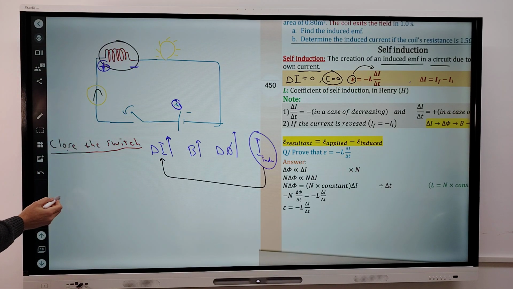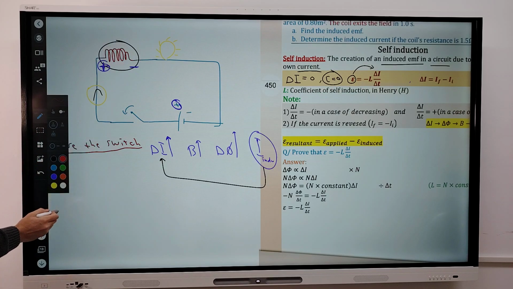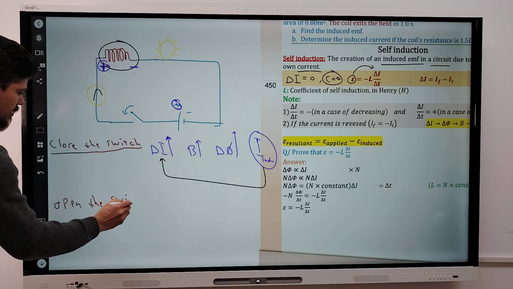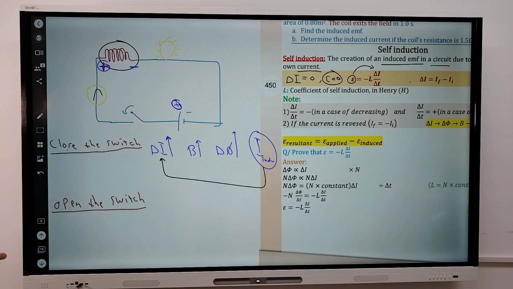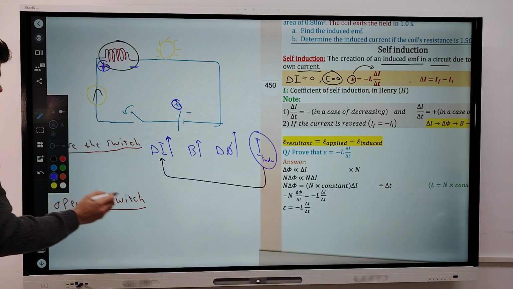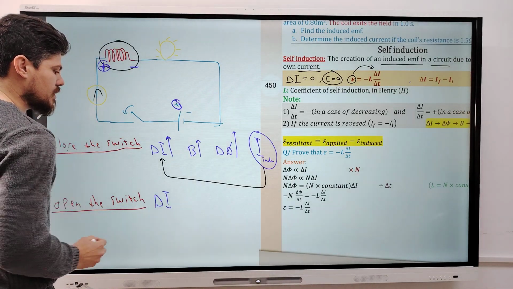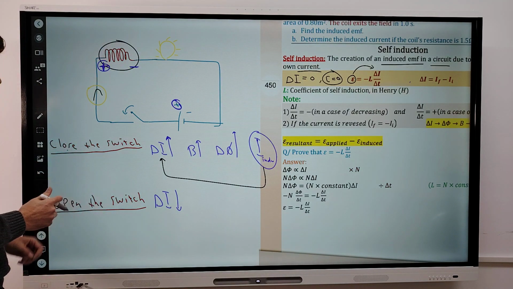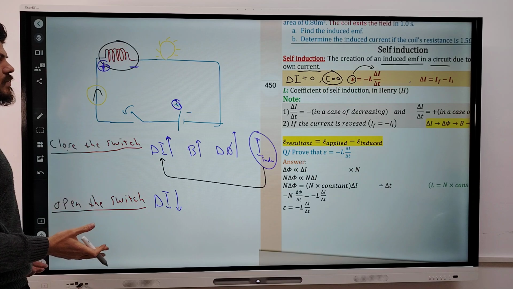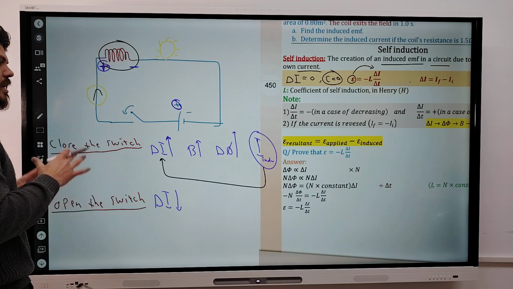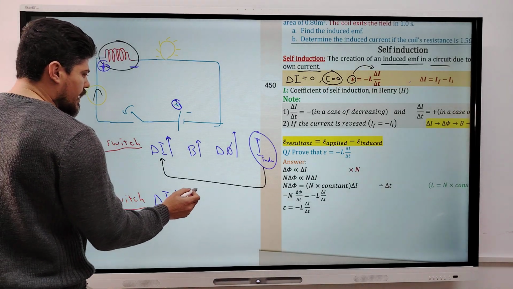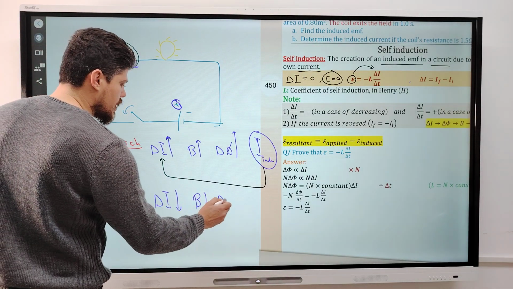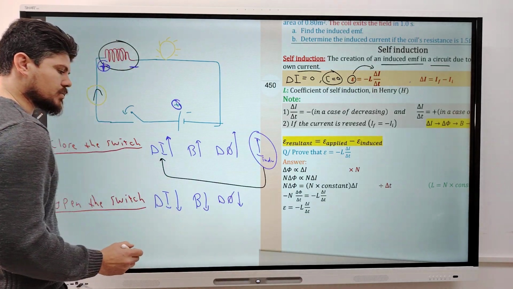But in the case when we open the switch, what happened to the current? Delta I decreases until it reaches zero. When the current decreases, the coil hates the change of the current. In the case of increase or decrease, the current is induced. Okay. The magnetic field also decreases. The change in magnetic flux also decreases.